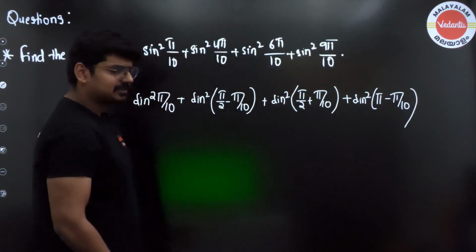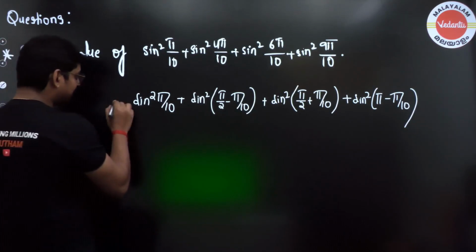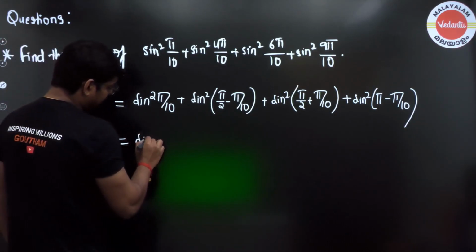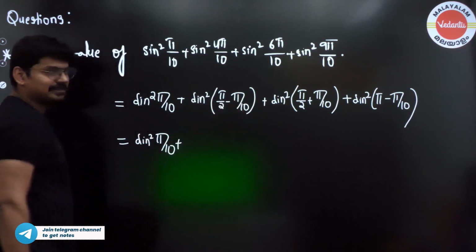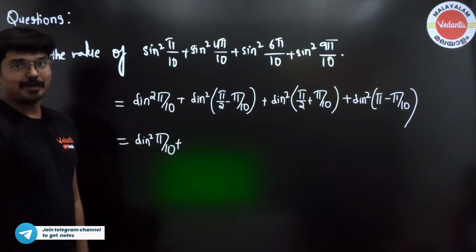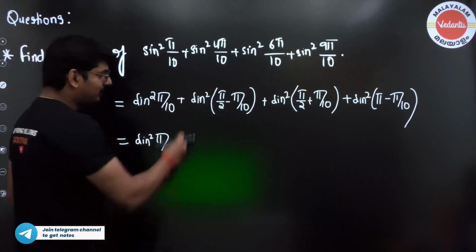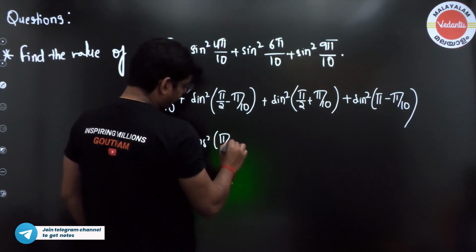Now what is the use, why are we writing in this particular way? What is the use of this? Pretty simple. If you observe, this is sine square pi by 10. Now this is sine of 90 minus theta. Now if the angle is in this way, what is going to happen? The trigonometric ratio is going to change. The sine is going to become cos. So it will be cos square pi by 10.